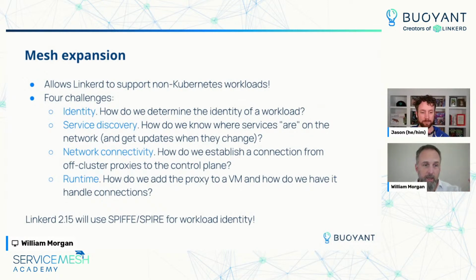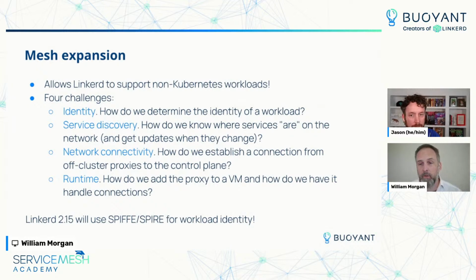One is identity. How do we determine the identity of a workload? In Kubernetes, we can use a service account, because that service account basically determines, for security purposes, the identity of the workload. Outside of Kubernetes, we don't have anything. Service discovery is another challenge. Inside Kubernetes, Kubernetes itself is maintaining all the service discovery information. We can listen to the Kubernetes API, get updates, and keep in sync. Outside, it's the Wild West. Maybe you've got DNS at best.